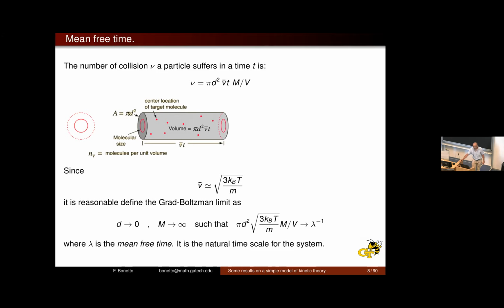This number is not correct because the other particle moved. There is a square root of two correction if you want to take into account the movement of the other particle. But I'm just interested in the limit. So that doesn't make any difference. There is a natural thing to ask when you want to say what is the natural limit for the system, like the thermodynamic limit. In this case, it is what is called the Grad-Boltzmann limit.